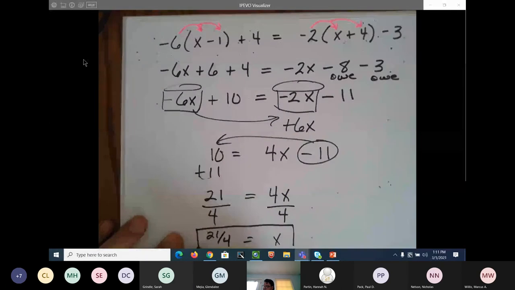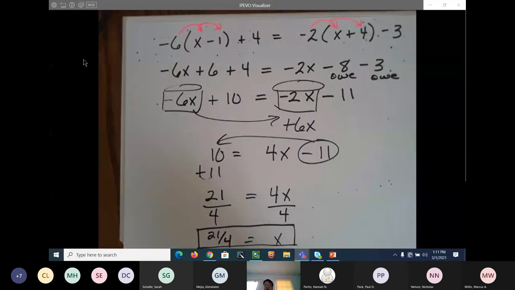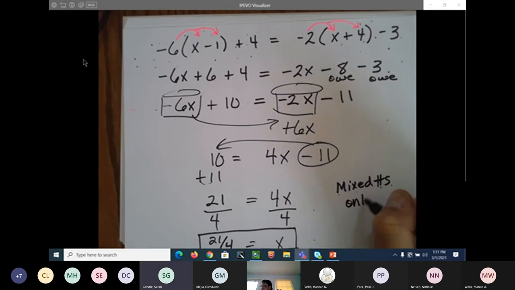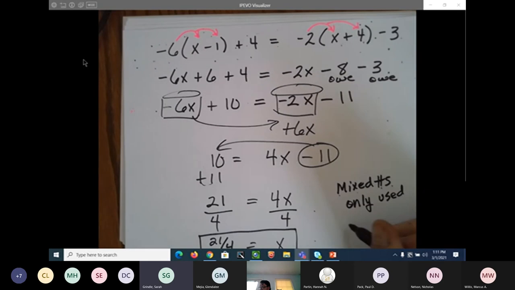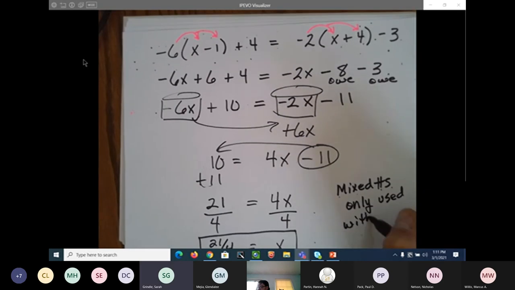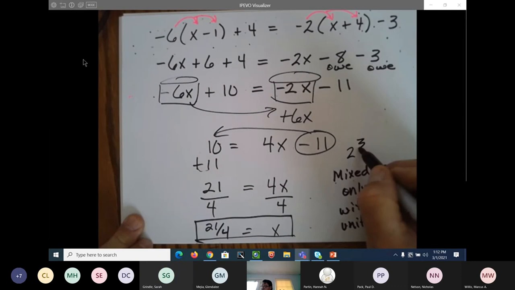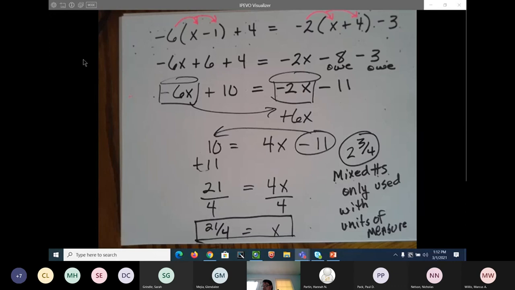And I love it when students say, you have to turn that into a mixed number. No, I don't. Mixed numbers are only used with units of measure, like 2 3/4 cups or 2 3/4 miles. Leave it like that, unless you have a word problem that asks for miles or feet or quarts or gallons. Mixed numbers are only used with units of measure.